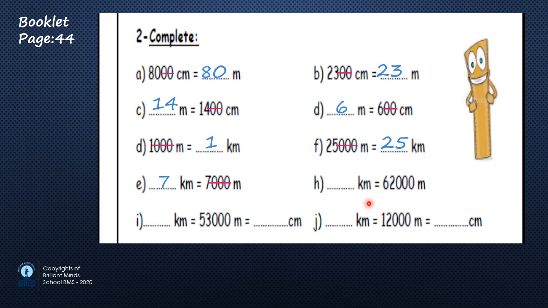Number H. Space kilometer equal 62,000 meter. Okay. What do you think? We're gonna divide or we're gonna multiply? You said divide. Super. We're gonna divide, which is mean, yes, cancel zeros. How many zeros we gonna cancel here? 3 zeros. What left? 62. So put 62 in the space.